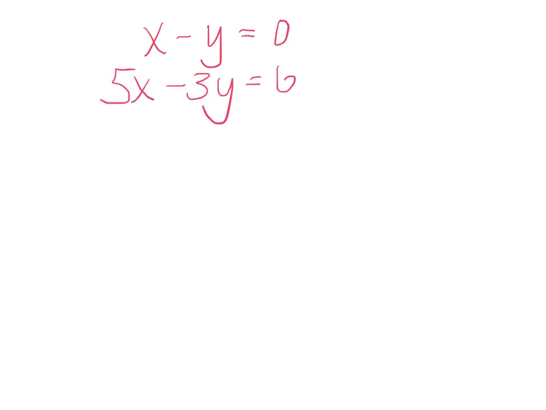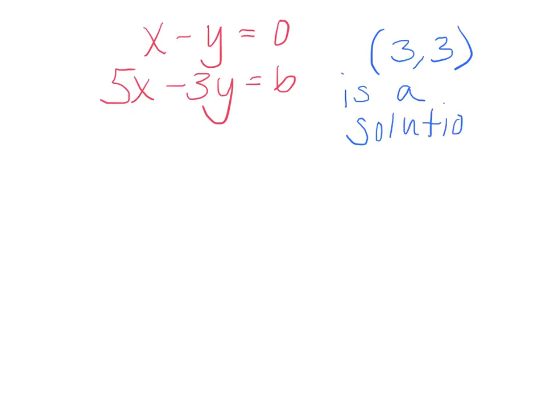Let's keep with that x minus y equals 0 and 5x minus 3y equals 6. Remember, you can pause at any time. And I want to see if my point 3 comma 3 is a solution. So do these two functions intersect at the point 3 comma 3?